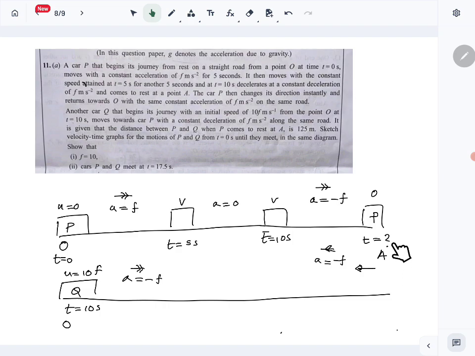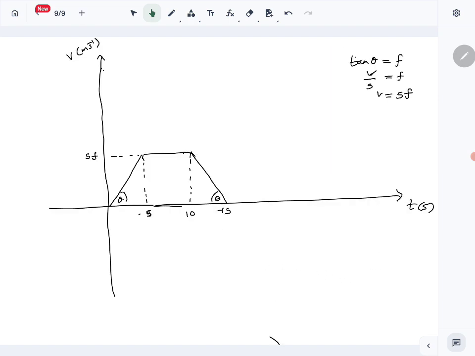Then what are they saying? Then it reverses the direction and goes in the other direction with the same acceleration f. So that means it is reversing, velocity becomes negative, so some distance it will go down. So that is car P. So let's label this as car P.